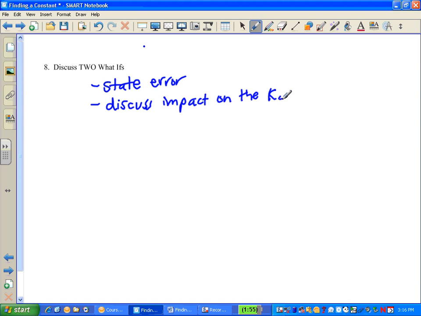This requires lots of analysis because you have to think about how your error is going to carry through in the experiment, how it's going to impact the data you collect, the calculations that you do, and in turn, the Kc value. So you really need to tell us, is the Kc going to increase or is it going to decrease? You need to get to that point. And that is what is expected for completing finding a constant.